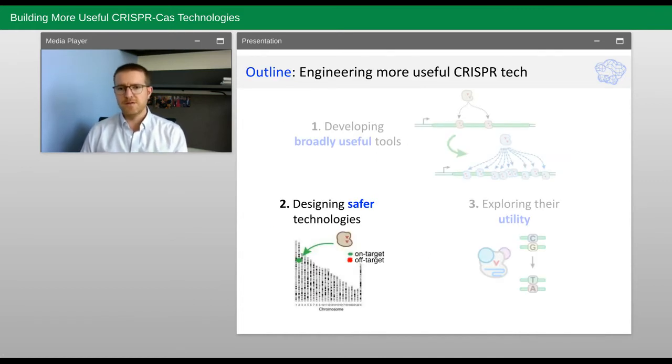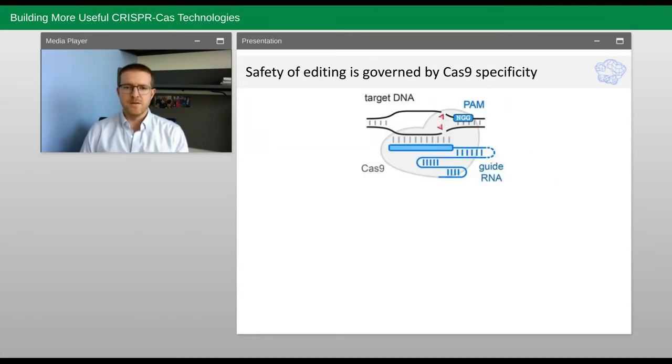Okay, so I've told you how we've been able to take Cas9 and relax its PAM requirement to make it edit more of the genome. Now I'll just briefly talk about the safety of these enzymes. Safety is obviously a really important consideration for how you use these enzymes, both for research and therapeutics.